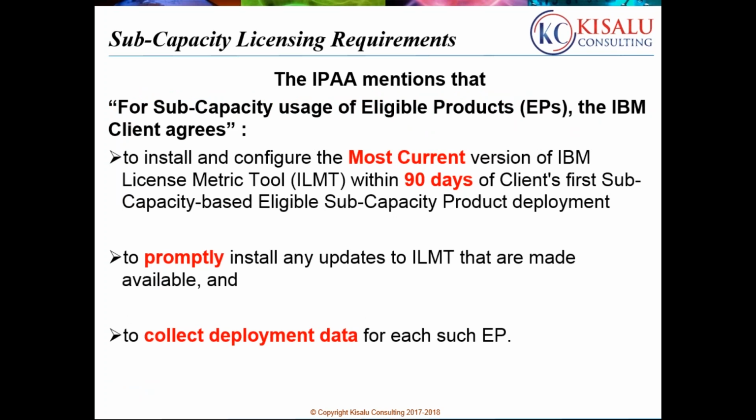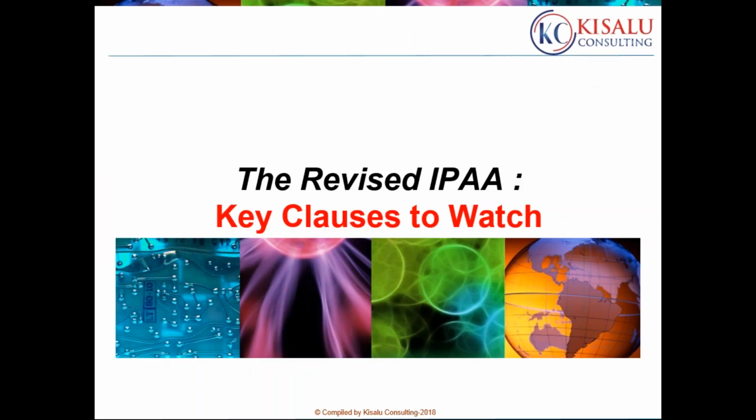So as part of those conditions, for sub-capacity usage of eligible products, the IBM client agrees to install and configure the most current version of the IBM License Metric Tool within 90 days of the first sub-capacity eligible product deployment. Then also you will, as a customer, promptly install any updates that are made available by IBM, and you also agree to collect the deployed data.